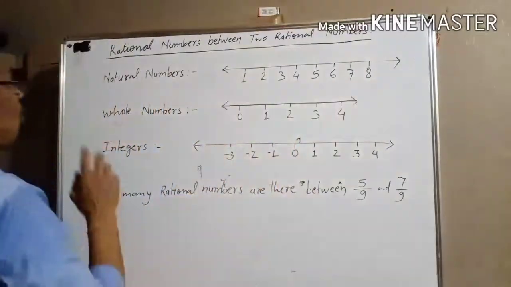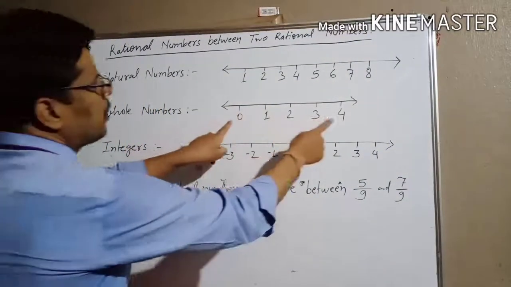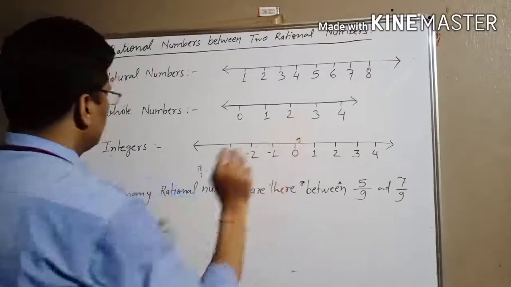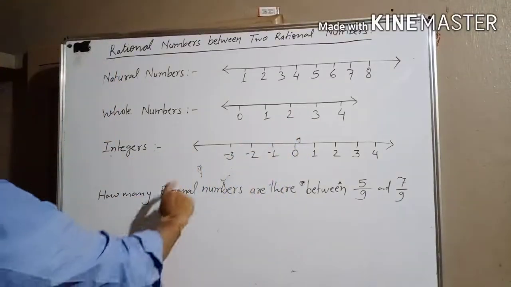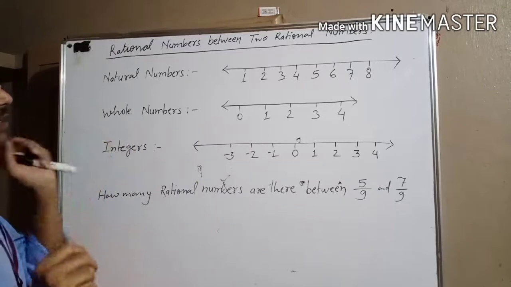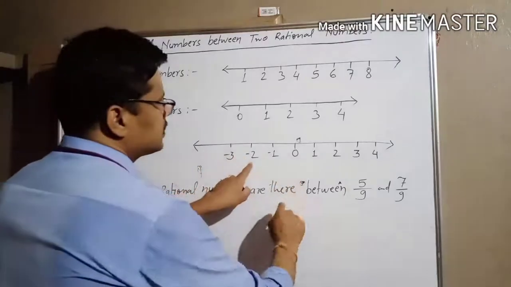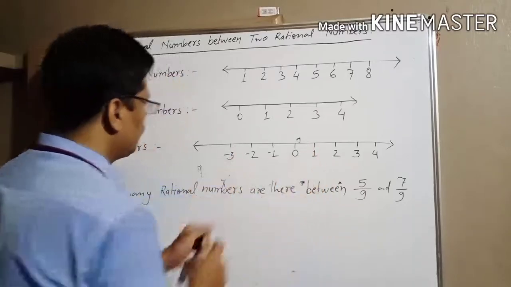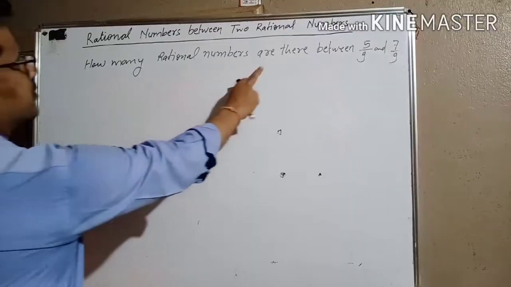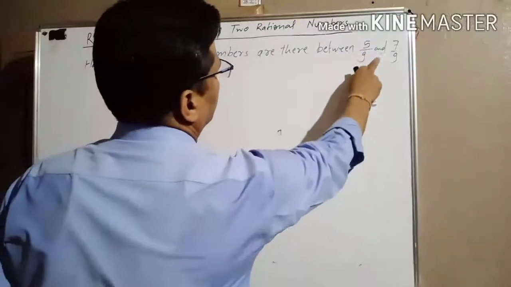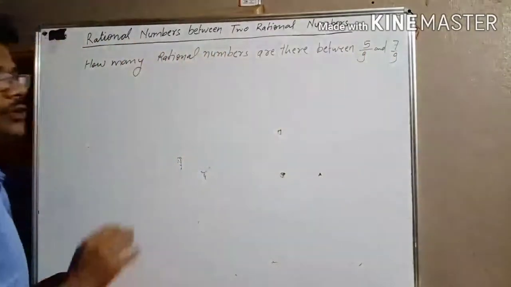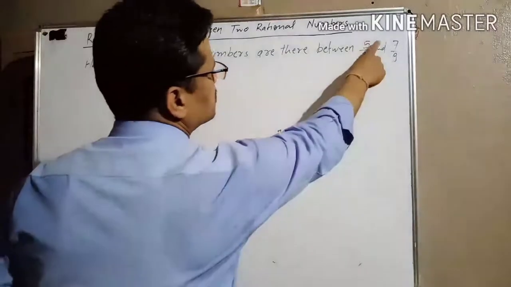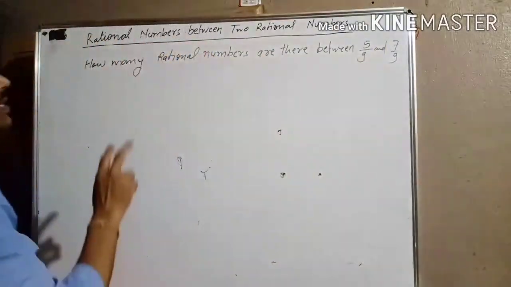If I ask you how many whole numbers are there between 0 and 4, you can say that there are 3 only. 1, 2, 3. If I ask you how many integers are there between minus 2 and 3, so you can say that 1, 2, 3, 4. When it comes, how many rational numbers are there between 5 upon 9 and 7 upon 9? You may have thought that there is only one number. Which number? 6 upon 9 will lie between these two numbers.